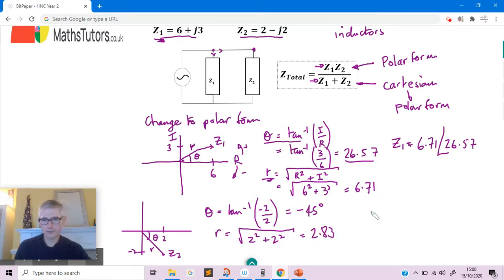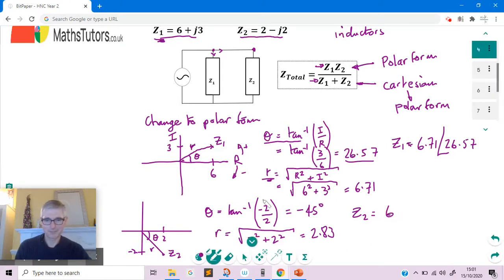Okay, so that means that Z2 is equal to 6 point, not 6 point, that's the other one. I'll rub that out. So that's going to be the 2.83 as the modulus, and then the angle is minus 45. There we go. So that's the two initial impedances written in polar form. So next thing we're going to do, we're going to work out the top part of this fraction here, which is Z1 times Z2.